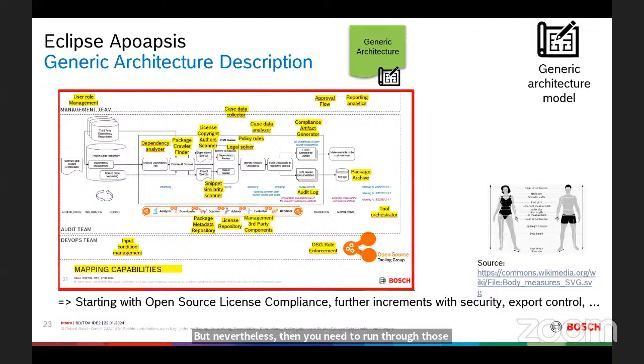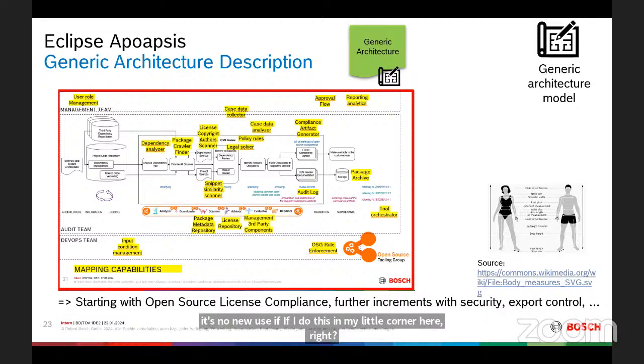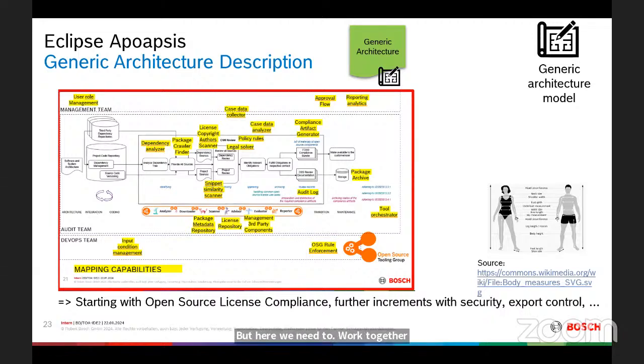And this is where I already tried to map then also the capabilities. So this is still work in progress. As I said in the beginning, I would also need your help, because I think it's no use if I do this in my little corner here, right? But here we need to work together, especially as in some cases like here, with the capabilities we made a first increment, right? But that's potentially still not the end. It's still not 100%.